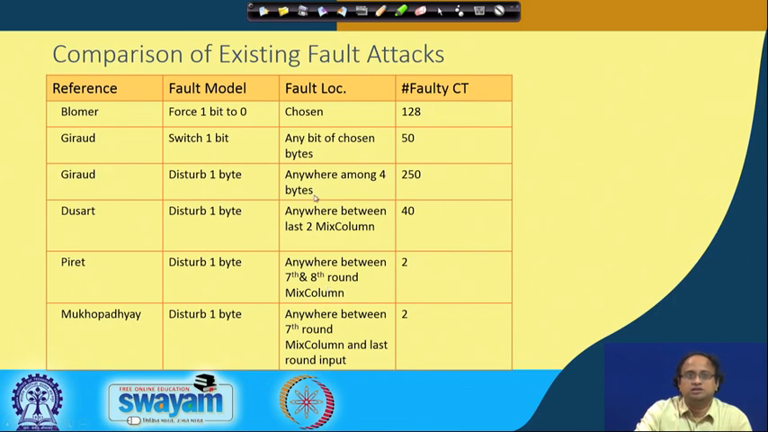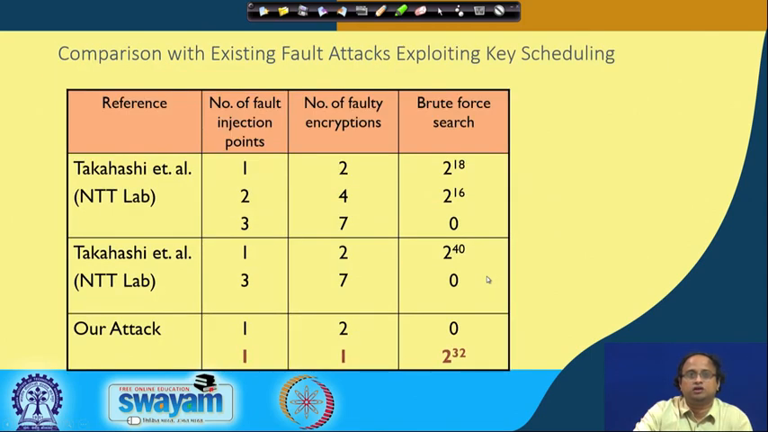So, here is again some comparison of existing fault attacks. For example, there was an old work by Blomart which requires around 128 faults, and then there were 2 works from Girard which require around 50 and 250 faults. Then there was a paper by Dusart which requires around 40 faults, and then Piret which requires around 2 faults, and then there was an attack where we reduced the time complexity to 2 power of 32 values, but still requires around 2 faults. So, the pursuit has been to reduce the number of faults, and we would like to continue this trend and reduce it further.